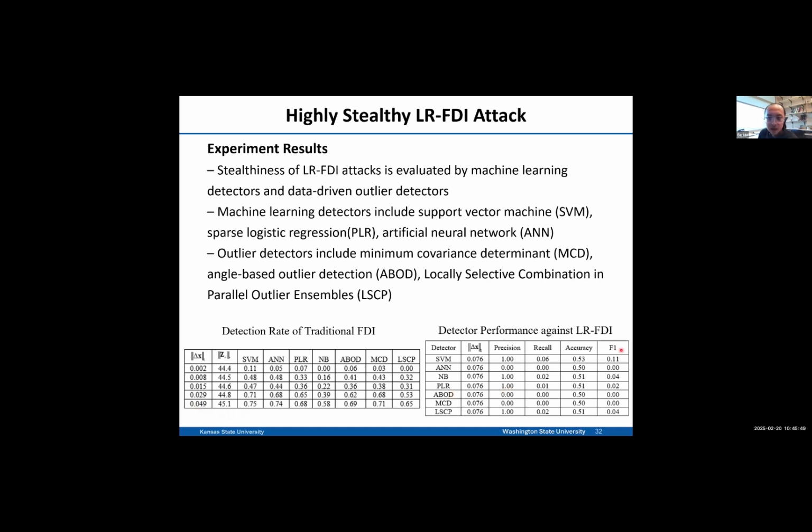The right table shows the performance of detectors against our proposed attack, where recall represents the detection rate. We can see that when the L1 norm of the voltage bias is 0.07, which is larger than for the traditional attacks, the SVM detector can only detect 0.6% of the proposed attacks. So this low detection rate and a large voltage bias indicate the attack is highly stealthy and has high impact.